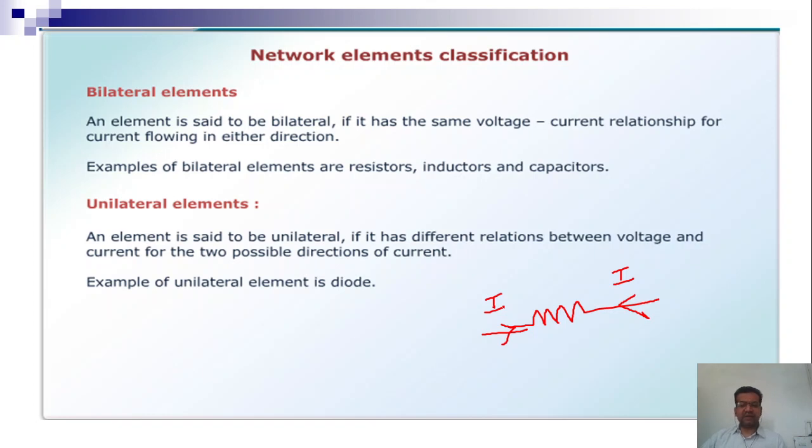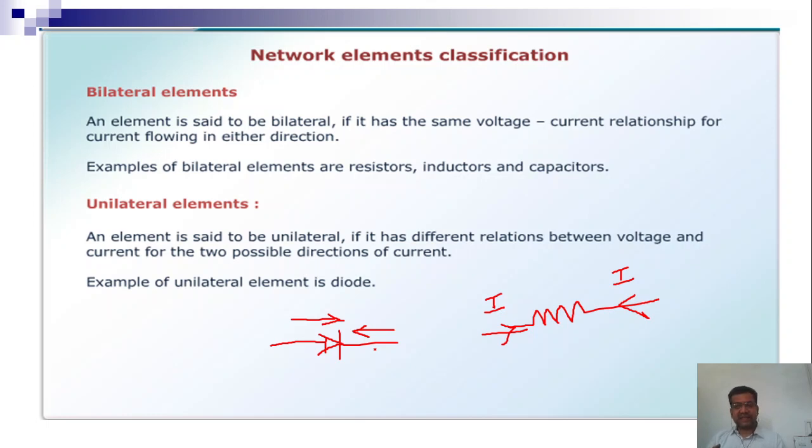Now coming to the point, take one diode. A diode will allow current in only one direction, that is the conduction mode. The diode will pass current only in conducting mode, and it will not allow current to pass in the other direction. We call it a unilateral element.